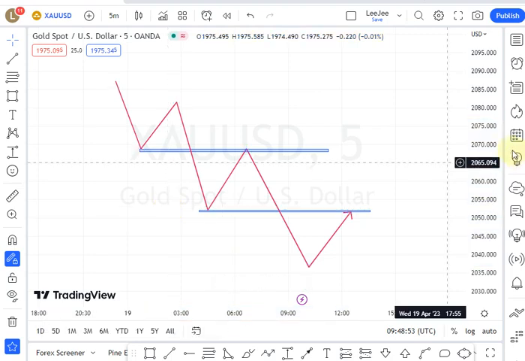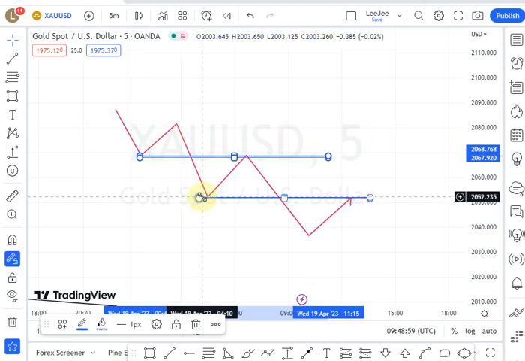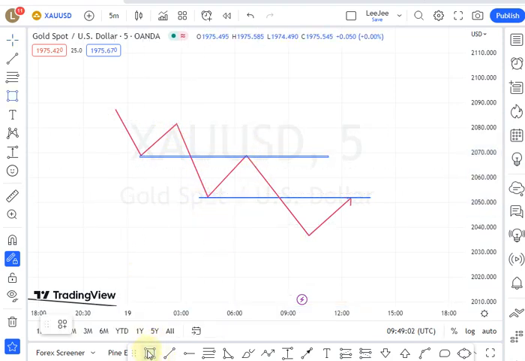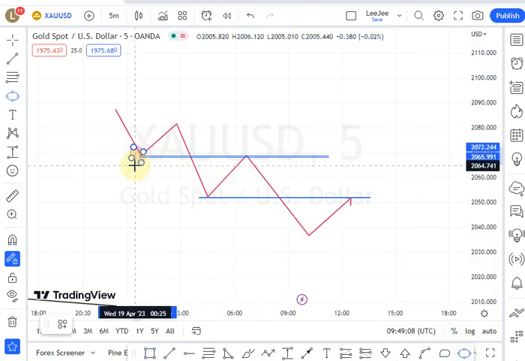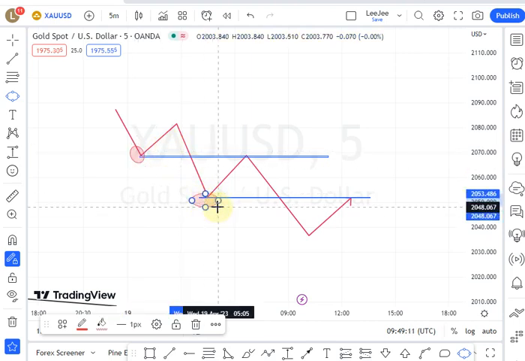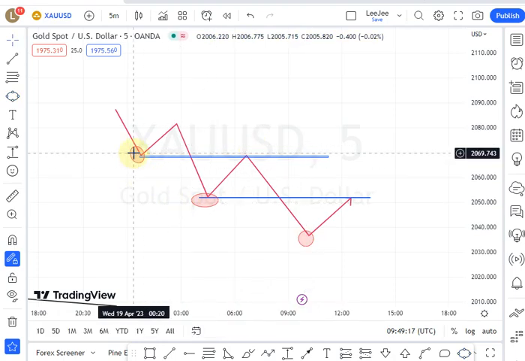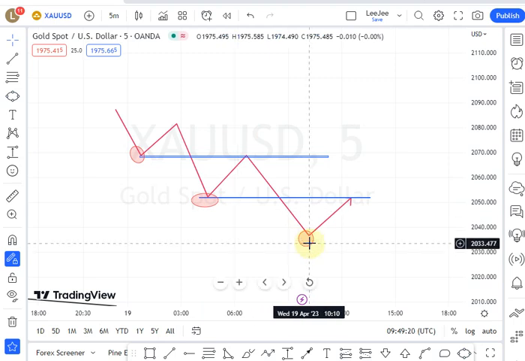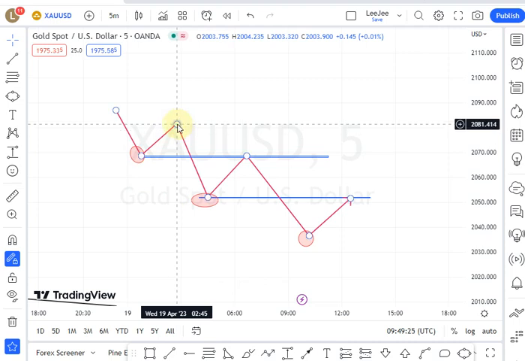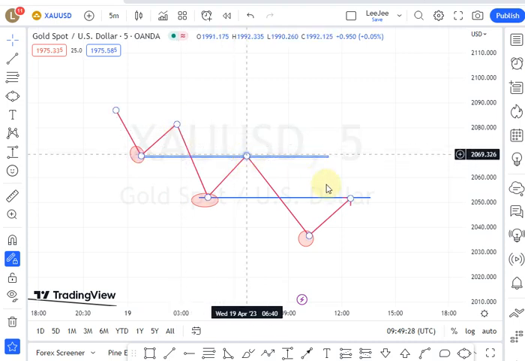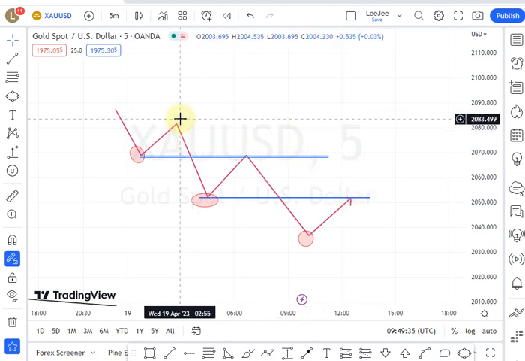Okay, so this is what I'm talking about, guys. This is a lower low over here, then this is a lower high. Lower low, lower high. I'll mark these in different colors. Okay, so this is a lower low, another lower low, and another lower low. Then this is a lower high, another lower high, and also another lower high.